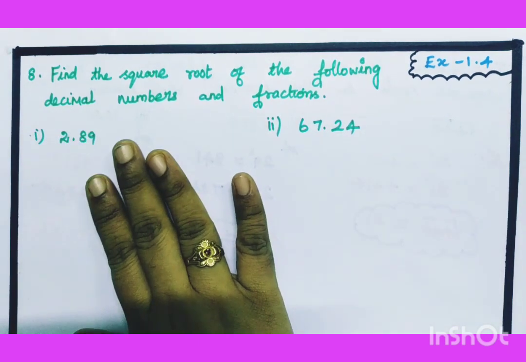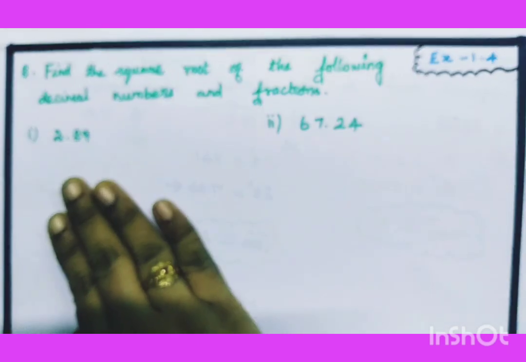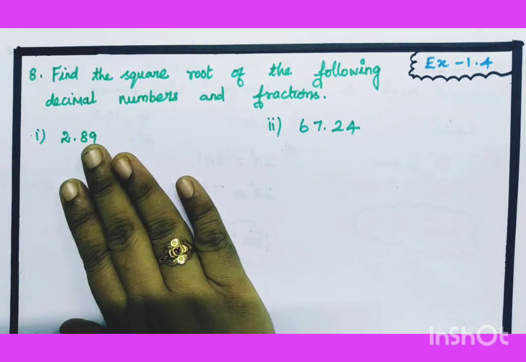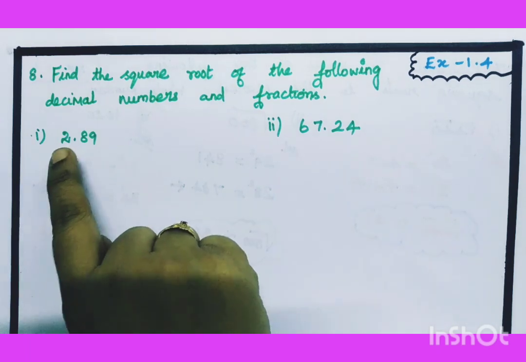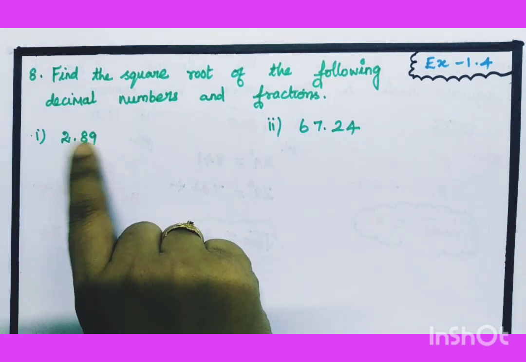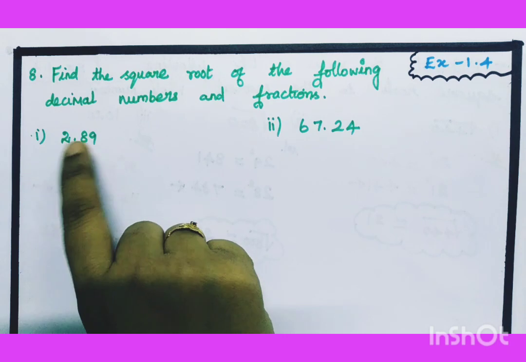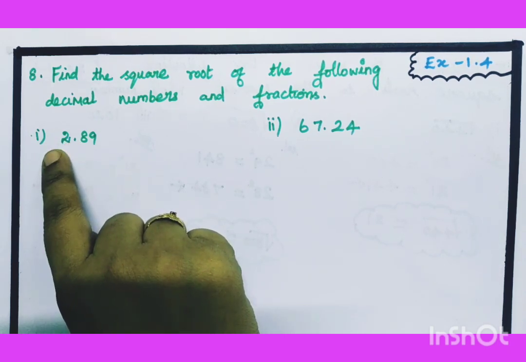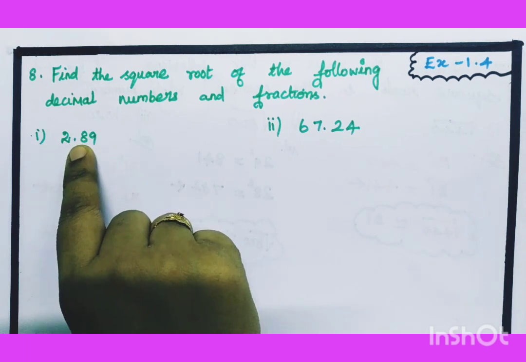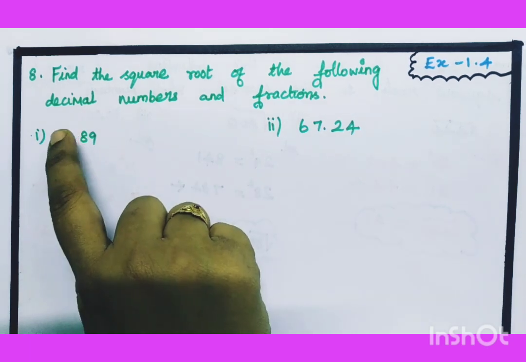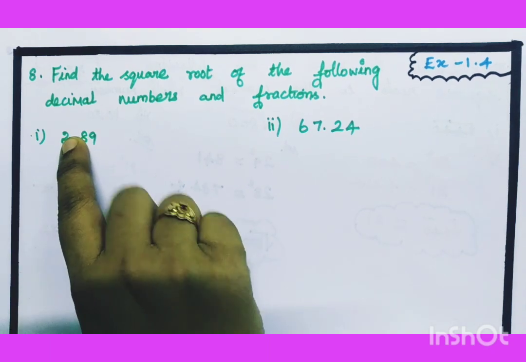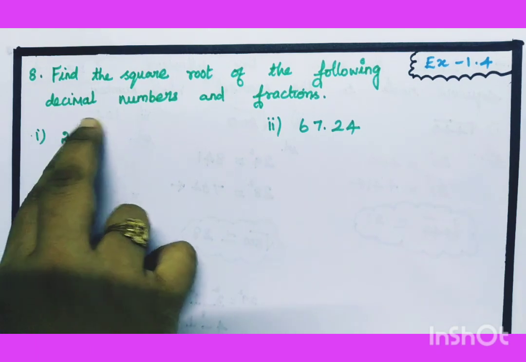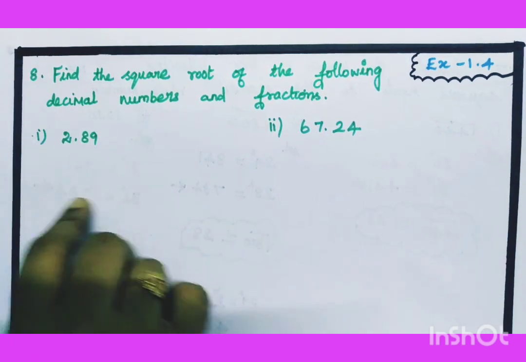Now the next one is how to find the square root for decimal numbers. I will tell you how to find it. Listen, my dear, 2.89. We know the part before the point is the integral part, and after it is the decimal part. Normally for 289, I will make a pair from the back, from the ones place, separating 89.